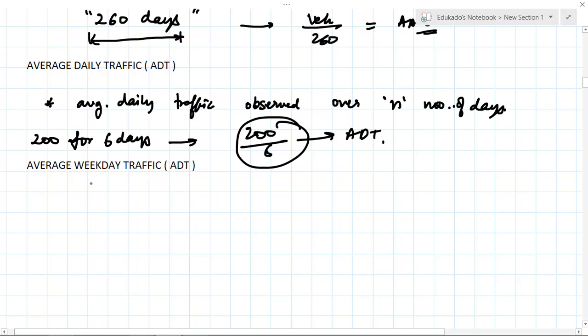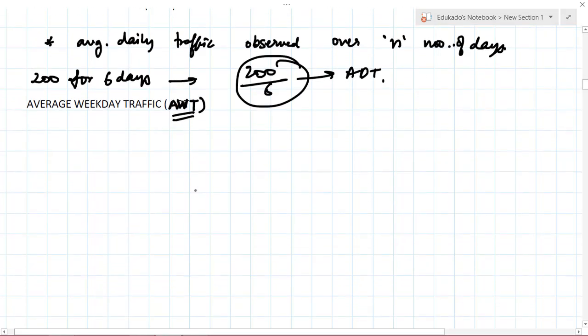Now there is one more thing, that's average weekday traffic. It's AWT. I don't know why it is D. It's AWT. So it's average weekday traffic, observed over n number of weekdays alone. Now you are not considering the Saturdays and Sundays. That's how you are going to calculate it. You will just skip the Saturdays and Sundays while counting the number of vehicles at the point. That's how you will get average weekday traffic, AWT.